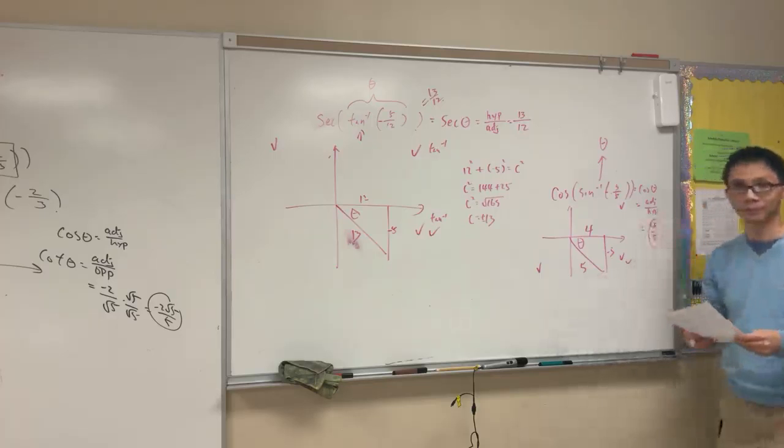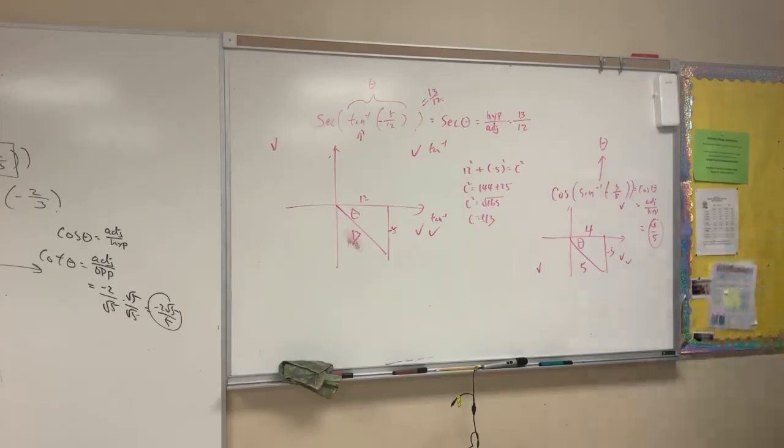How do you figure out that's 5 and 3? Because sine is opposite over hypotenuse. So you get your angle, right? You get the opposite side. Yes, that's B: negative 2 square root of 5 over 5.